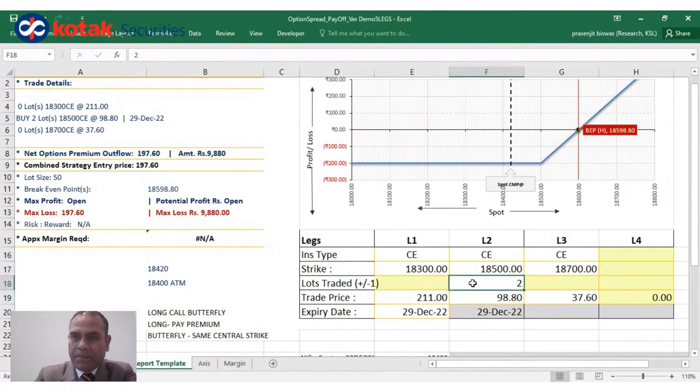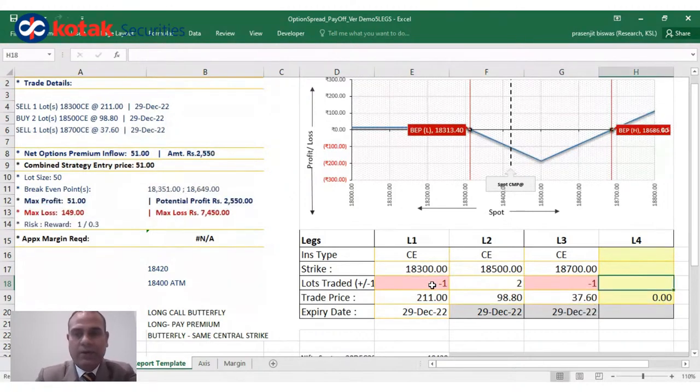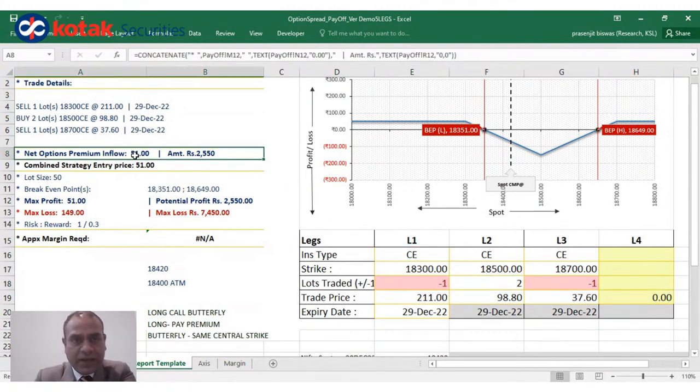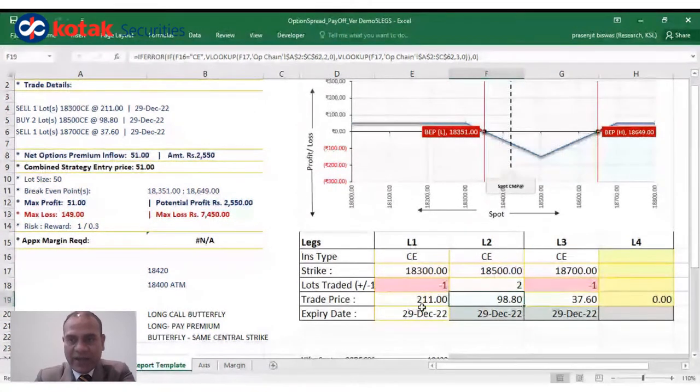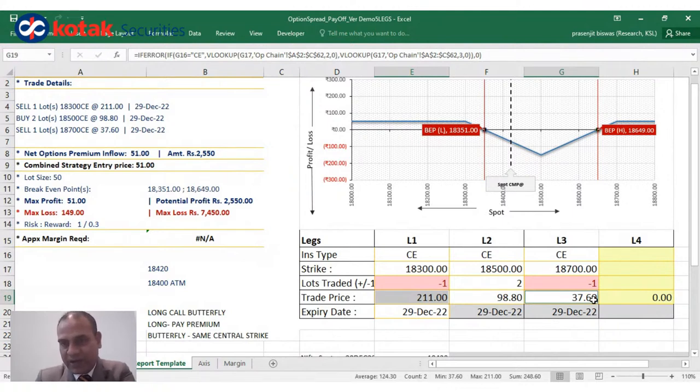So in order to reduce this 198 rupees costing, I am actually selling the in the money and out. Now, since this is a credit strategy, you have received 198 and 98 into 2, you have received, and effectively you are paying 248, you are receiving in return, right?